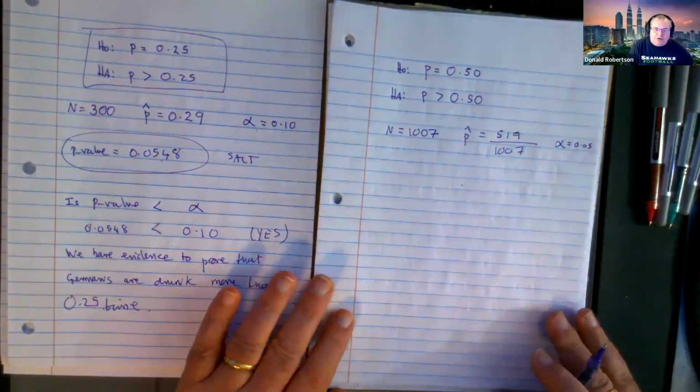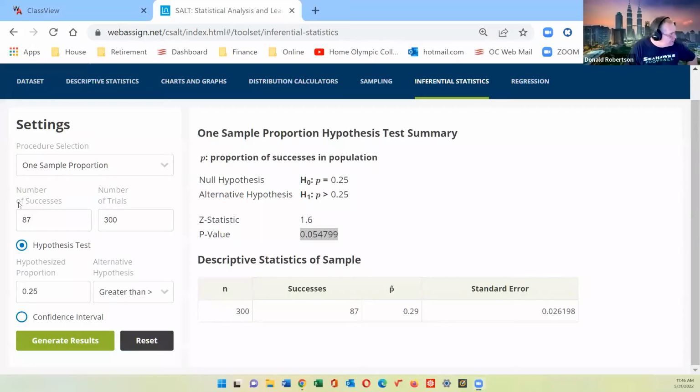So let's nip over to the calculator. One sample proportion, right? Right now, everything's one sample proportion. The number of successes in this case is people who are going to vote for my guy. And there were 1,007 people here. And this was 50%. Oh, and it was a greater than, right? I want to prove that my guy has won. So I'll generate the results. Oh dear.